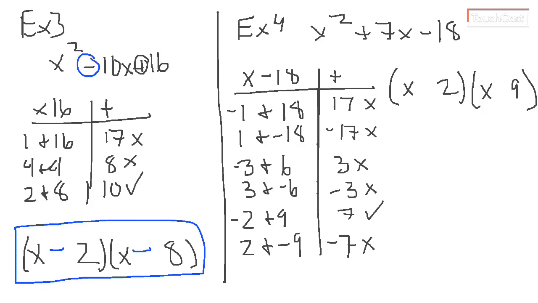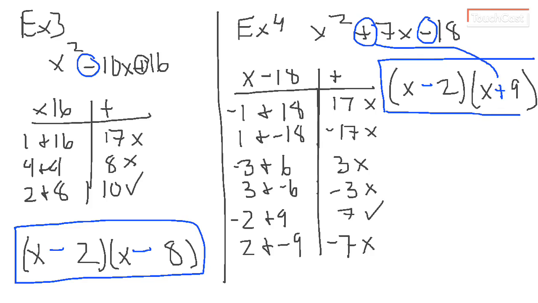Another little trick to this is if we have a minus sign, we want to make sure that the numbers that we're using still add to make that middle number, but one's going to be positive, one's going to be negative. The bigger of these two numbers is going to take the middle sign. So the plus sign is just going to go with the 9. Then we're going to have a minus 2. So x minus 2 times x plus 9 are the factors of x squared plus 7x minus 18.